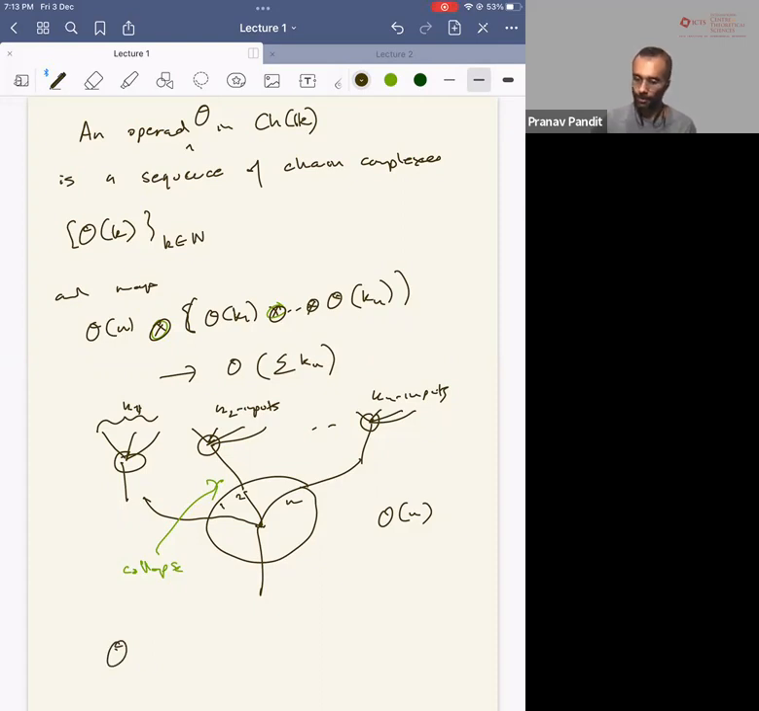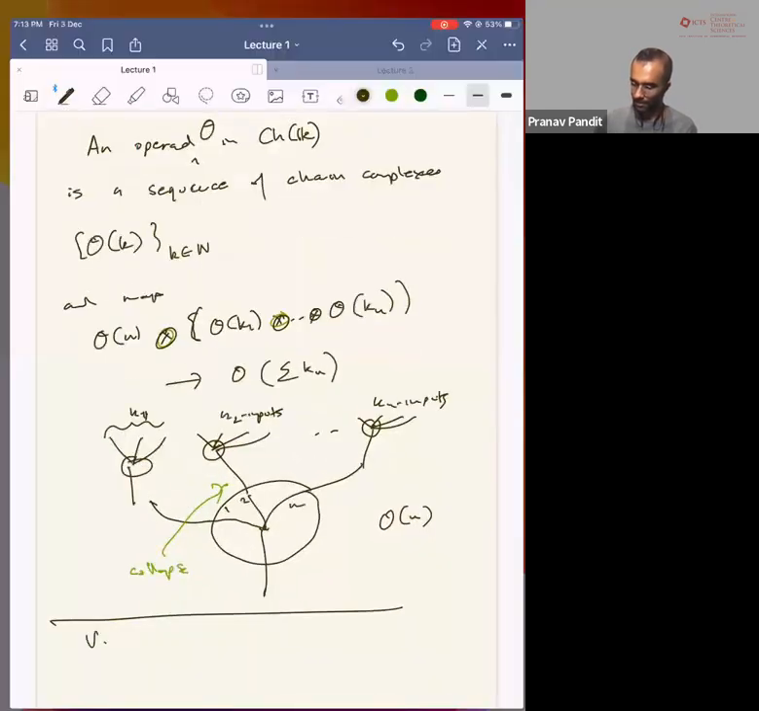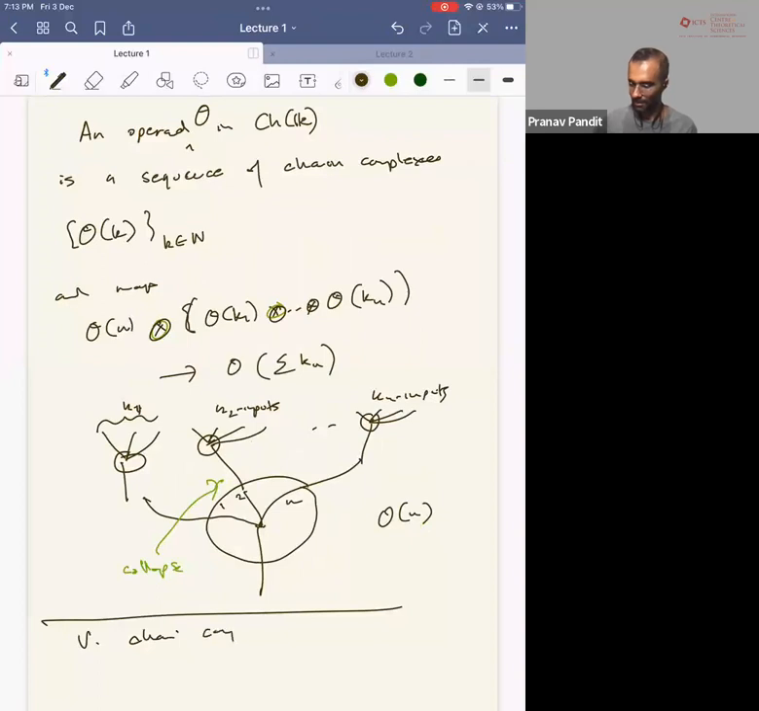Right. So maybe a good way to say this is that there is a particular operad. If V is a chain complex, then you can define the endomorphism operad of V. This operad, End V of n, is HOM from V tensor n to V. And an algebra over O is just a map from the operad O to the endomorphism operad of some chain complex V.